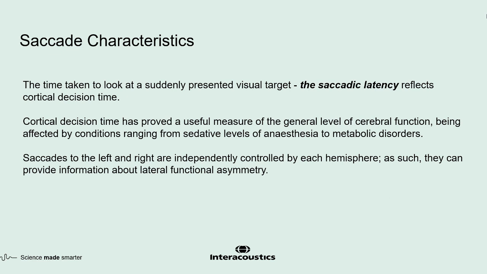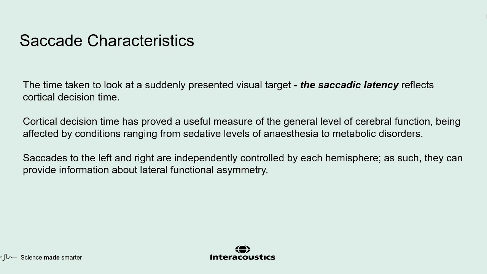Now, saccade characteristics. The time taken to look at a suddenly presented visual target is known as the saccade latency. Latency is reaction time. Latency is a very good reflection of cortical processing speed. It represents cortical decision time. Cortical decision time is a very useful measure of the general level of cerebral function. And cortical decision time is affected by everything from fatigue to anesthesia to metabolic disorders, and it is almost inevitably impaired in traumatic brain injury, including subconcussive traumatic brain injury.